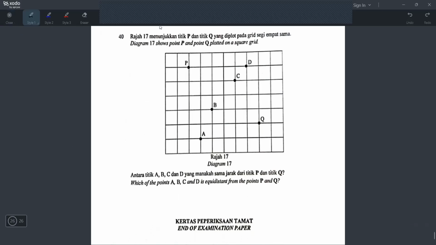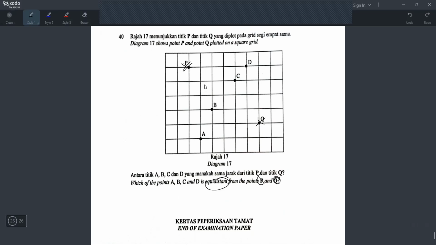Finally, last question. Diagram 17 shows P and Q plotted on a square grid. Which of the point A, B, C, D is equidistant from P and Q? This is locus. If it's locus, and they give you 2 points, P and Q, not PQ. If they say PQ, then it's different because that one is a line already. So, this type of locus, if they give you 2 points, what should you do? Equidistant, so you will do a perpendicular bisector.